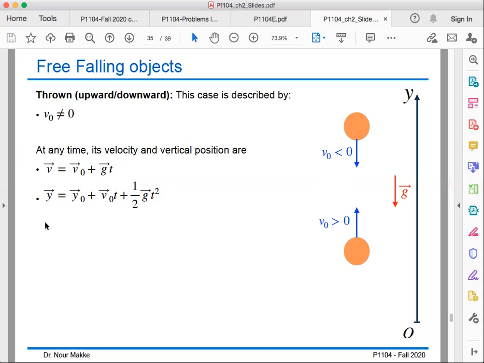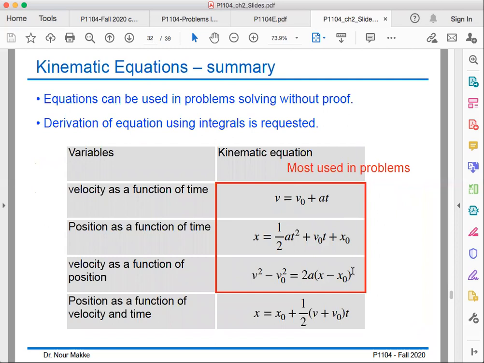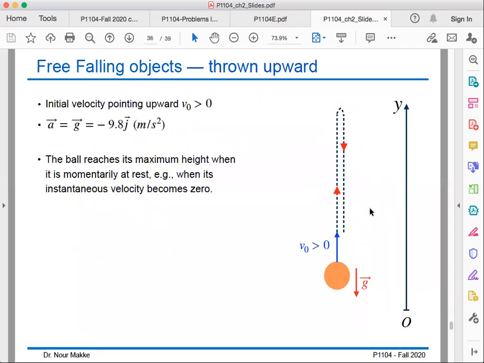But again, those are the same equations that we have derived earlier, which is v equals v0 plus gt, and y equals y0 plus v0 t plus half gt squared. As you can see, they are the same as we have written in here. The only difference is that we have replaced x with y, because a free-falling motion is a motion along the y-axis, not the x-axis. And we have replaced a with the gravity acceleration vector g. So let's take as an example an object thrown upwards, because here we have to talk about something specific in the motion.